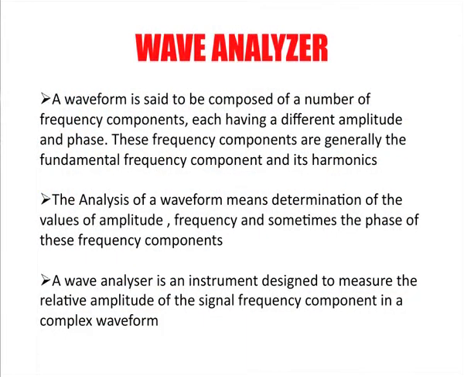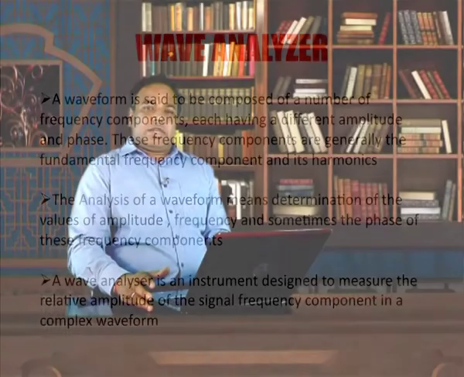Now, a complex waveform is said to be composed of a number of frequencies, and each of these frequency components has a different amplitude, different phase and obviously a different frequency. So, in many applications we need to analyze these frequency components, measuring their amplitude, frequency and phase, and this type of analysis is known as wave analysis. The circuits which are used for analyzing such complex waves are called wave analyzers.